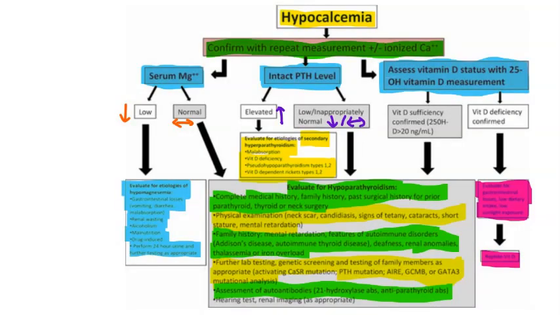Now let's get into the investigation of hypocalcaemia. Before we confirm it is hypocalcaemia, please repeat the measurement, plus or minus ionized calcium level. The other investigations include serum magnesium, parathyroid hormone, and assessing the vitamin D status with 25-hydroxy vitamin D measurement. For serum magnesium, if it's low, we need to evaluate for the etiologies of hypomagnesemia.